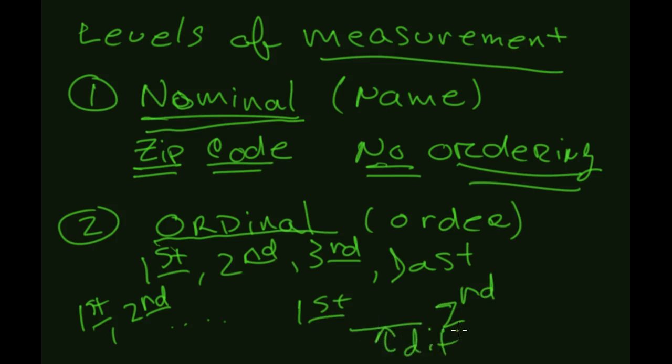You cannot use ordinal measurement to calculate the difference between two places. It is not that the difference between first and second place is the same as the difference between second and third place. So this will give you a ranking or an order, but not take into account how far apart these various places are.